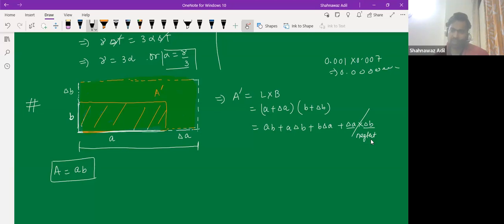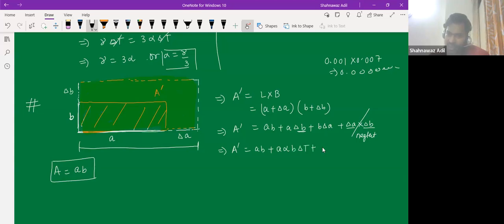Is this thing clear, guys? Yes, sir. Okay, so this is our A prime. And the change in area, we will calculate that later, but let us calculate this. So change in B, this is linear. Delta B is linear expansion, so that would be alpha B delta T.